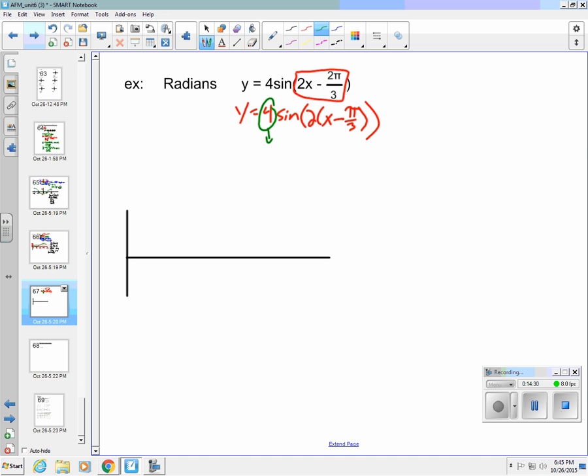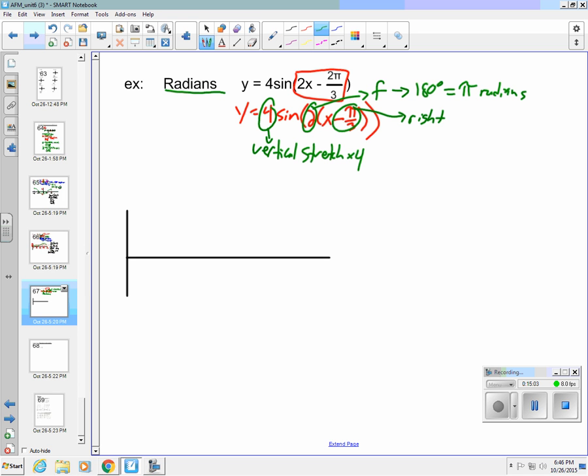So 4 out front is a vertical stretch. Right, we know the 2 inside here is the frequency. And if 2 is the frequency, that makes our period now 180 degrees, or this one's using radians, so that's the same as pi radians. And then here our phase shift, we're going to be moving right by pi over 3 radians.